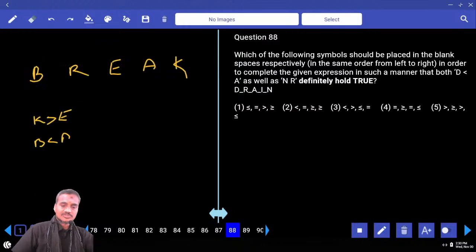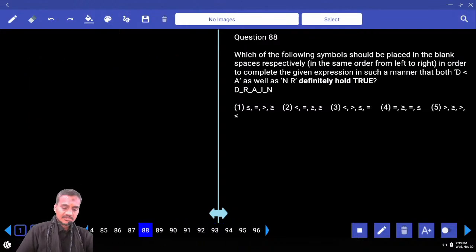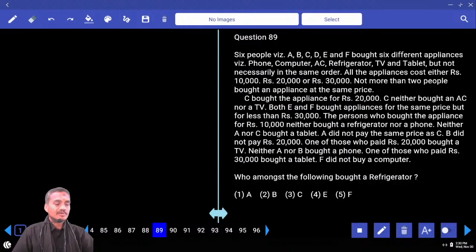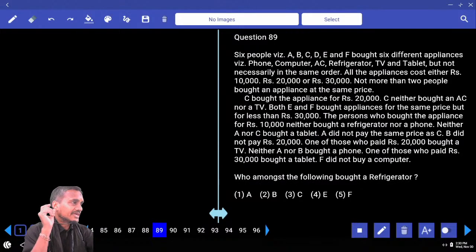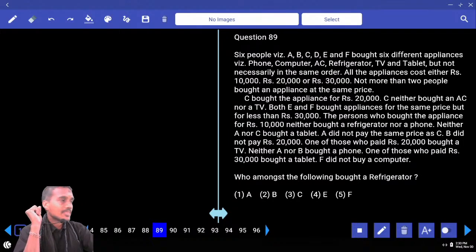Then coming back to this one, question number 89 onwards. Now in this 89, how many people are there? 6 people.